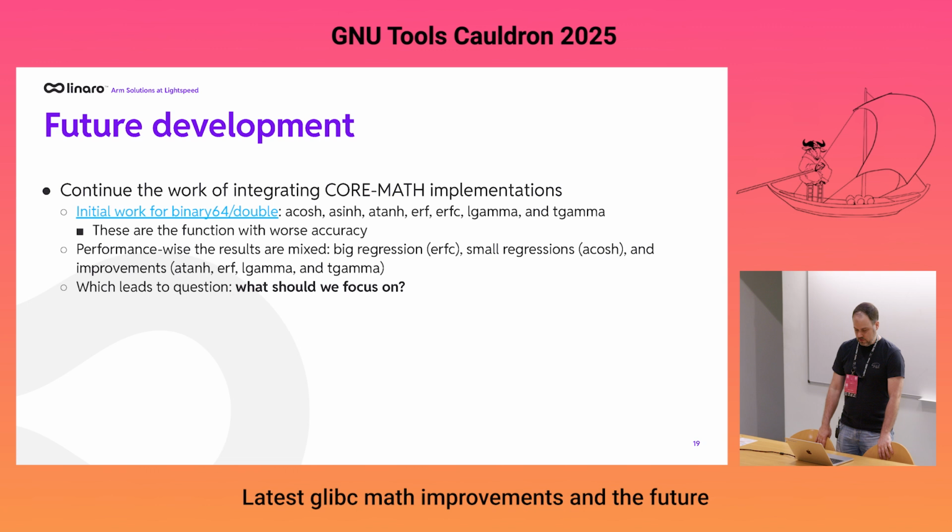Performance-wise, some symbols show better performance. Some small regressions are negligible, but on some symbols we do see a lot of regressions. But at the same time, the symbols that I focused on initially were the ones that have the worst accuracy in glibc. So I think for this initial phase, it's more like a discussion. What should we focus on? Should we try integrating new projects with correctly rounded implementations and evaluate if it's worth it or not? Or should we keep using generic implementations that are more stable or show better performance?